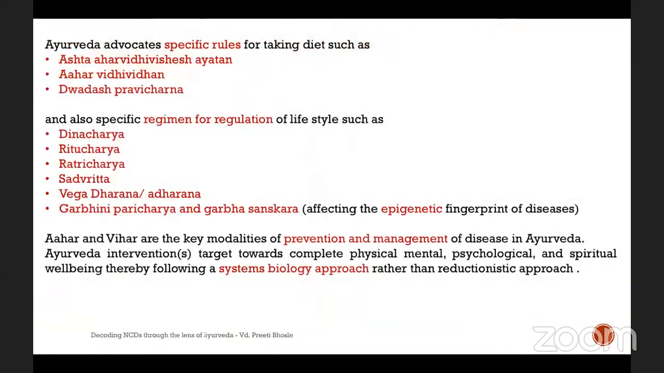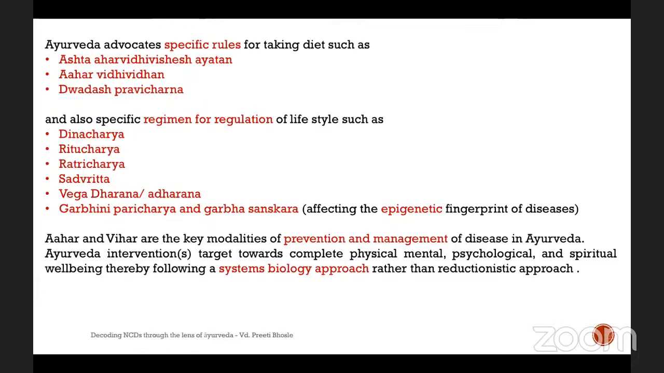Now, Ayurveda advocates specific rules for taking diet, such as Ashtahar Vidhi Vishesh Ayatan, which includes Prakriti, Karan, Sanyog, Rashi, Desh, Kal, Upyog, Sanstha, and Upyogta. Then we have Ahar Vidhi Vidhan, which is Ushnam Ashniyat, Snigdham Ashniyat, Matravat Ahar, Jirne Ashniyat, etc. Then we have Dwadash Pravicharna, which is various kinds of food combinations.